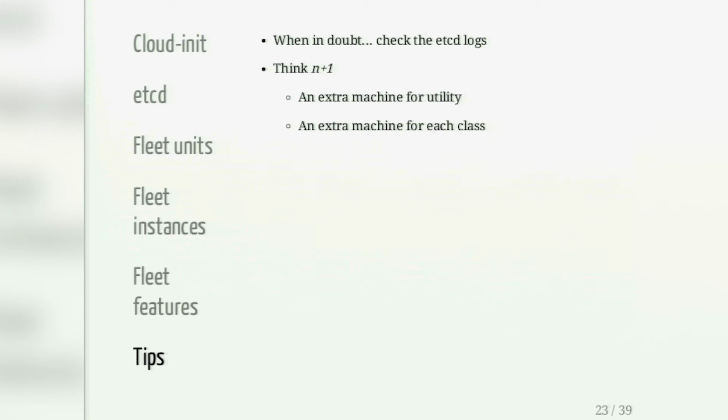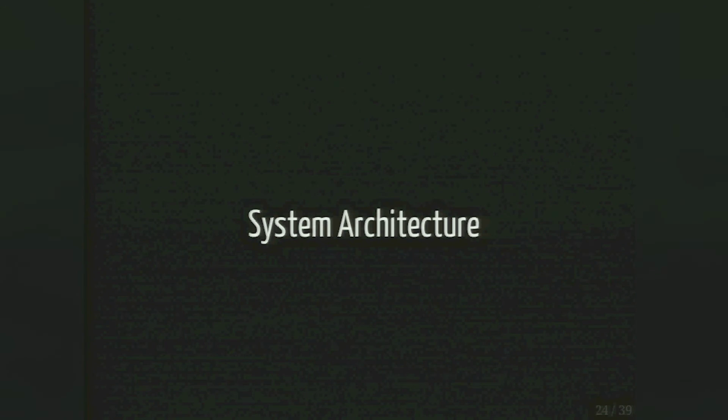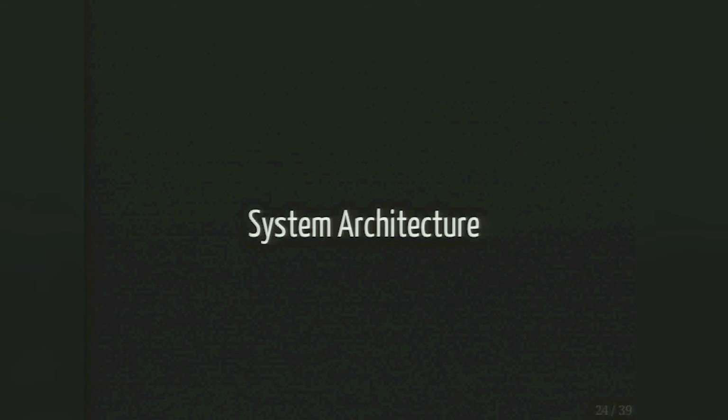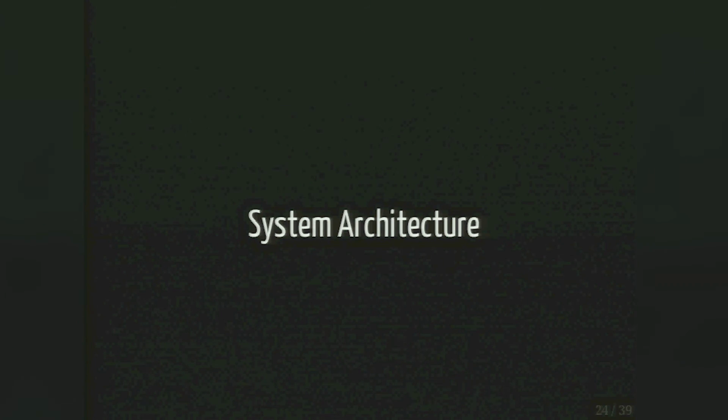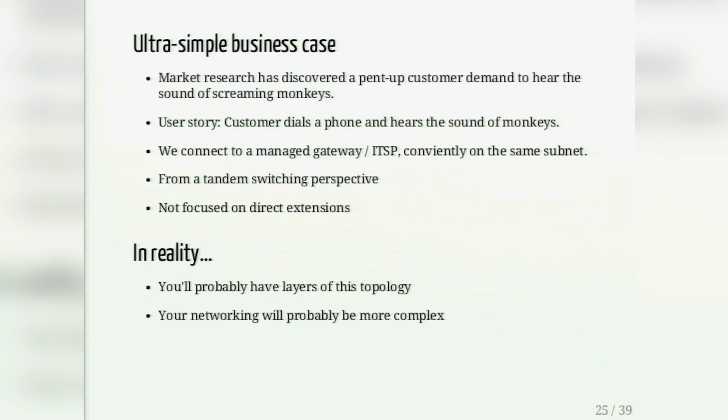So let's take a look at a sample system architecture. And this is the way that we've got it set up in the do-it-yourself workshop. Our really simple business case is we want to have a customer pick up a phone, dial, and then they're going to hear our Asterisk playback of screaming monkeys. And that's what our customers want, is just to hear screaming monkeys, which is a great, easy business case. We're also going to have kind of a Kumbaya/Disney World situation where our ITSP is going to live on the same subnet as our Asterisk machines to simplify the networking.